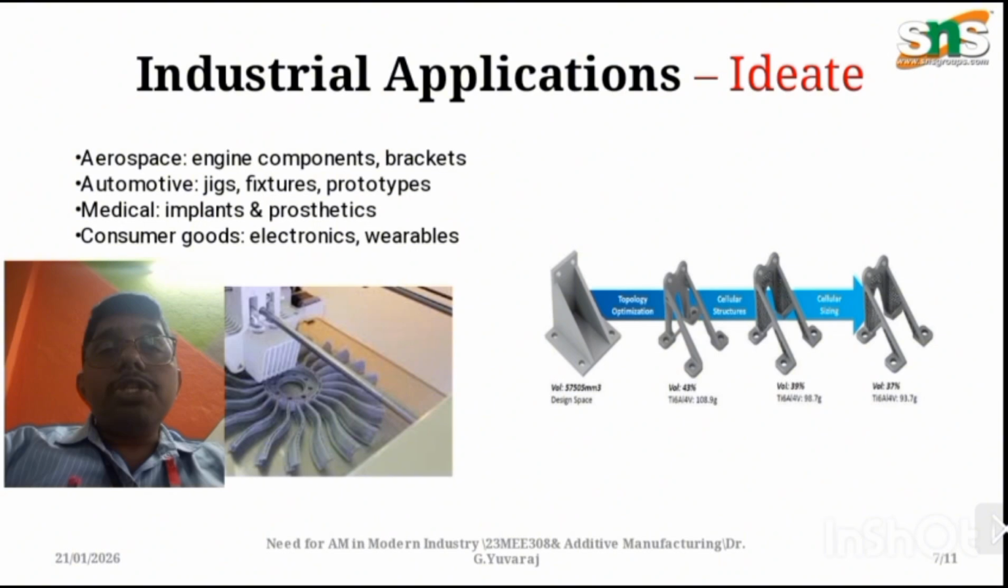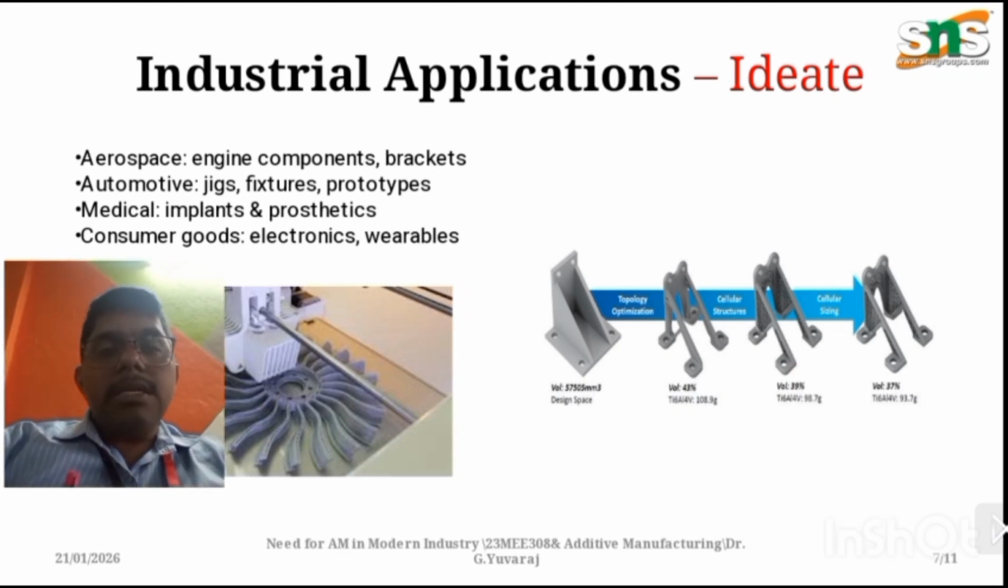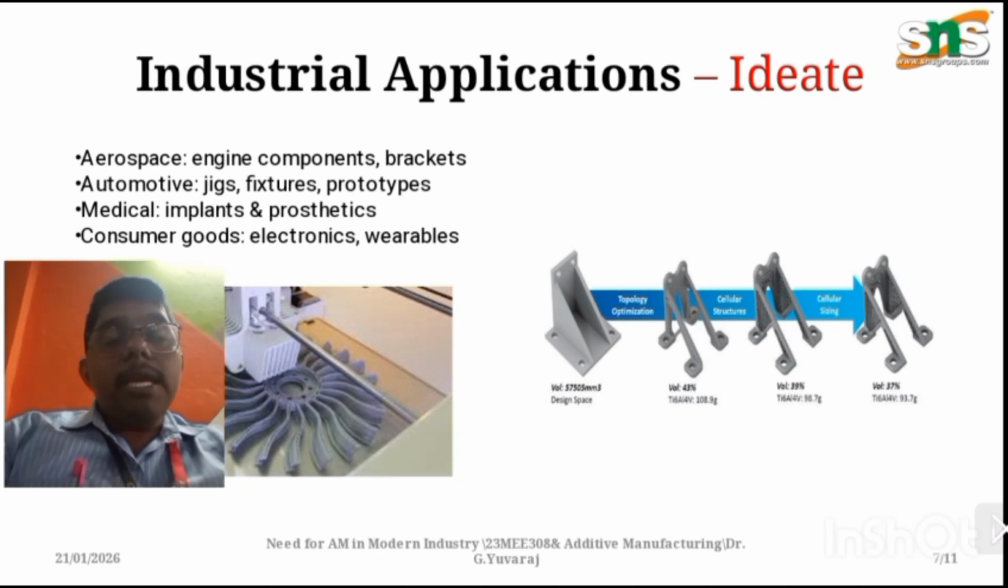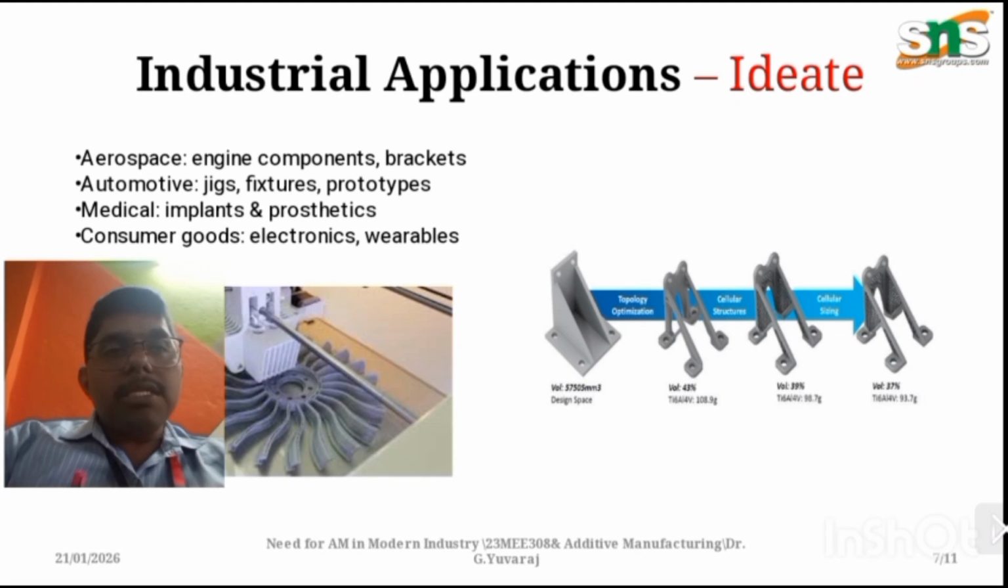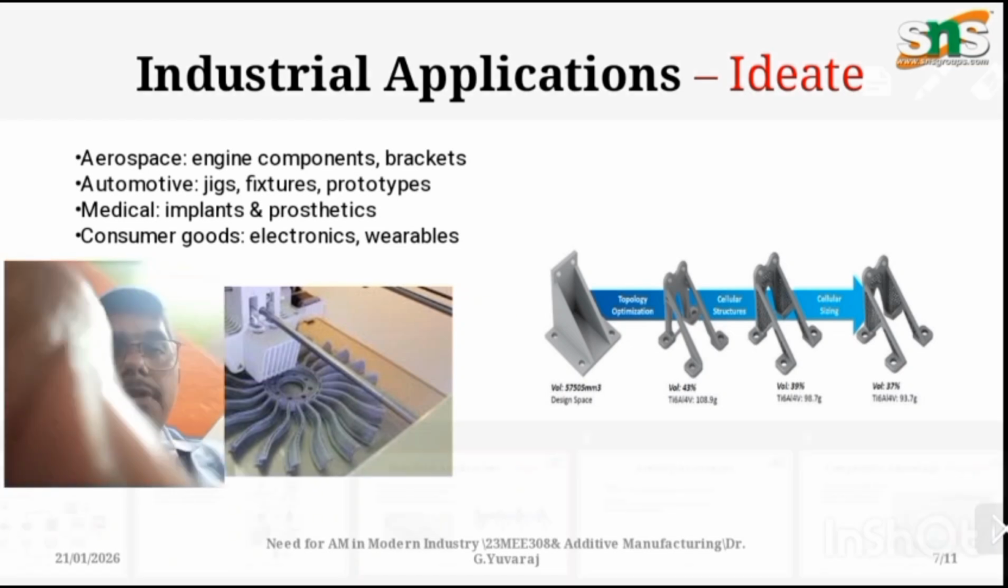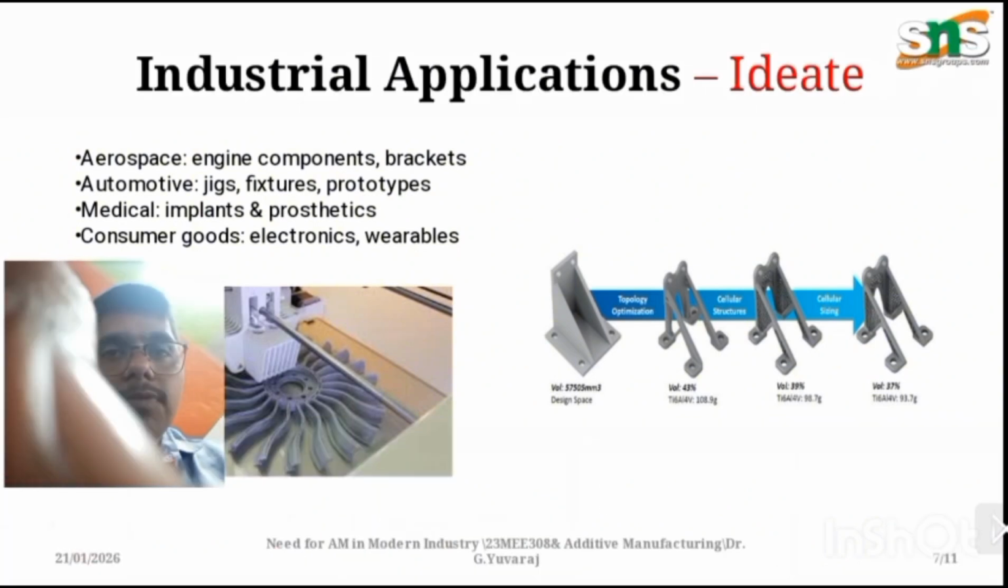If you are going for consumer goods, preferably electronics and wearables are used. In consumer goods, the majority of electronic devices like resistors, capacitors, diodes, and circuit boards are manufactured with the help of additive manufacturing, so that the electronic devices keep working for a long time and can operate at any kind of temperature. That is why industrial applications are preferred. Remaining we will see in the next class, and thank you so much for your patience in listening.